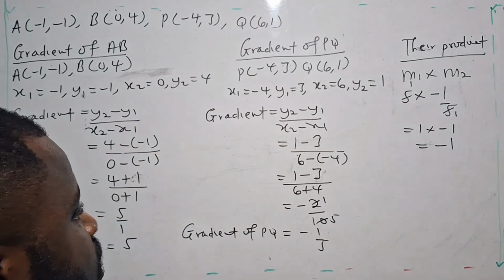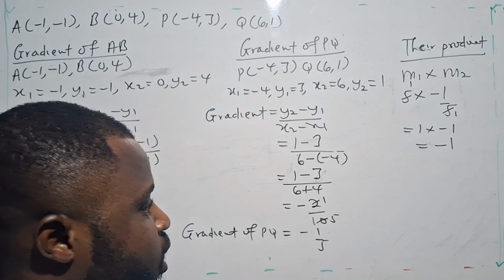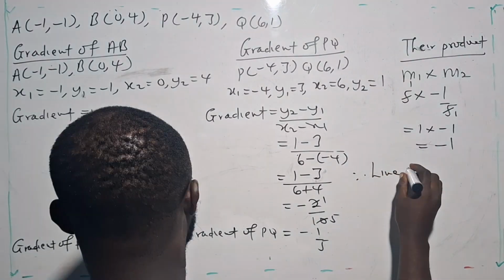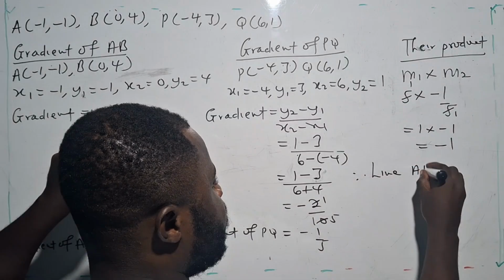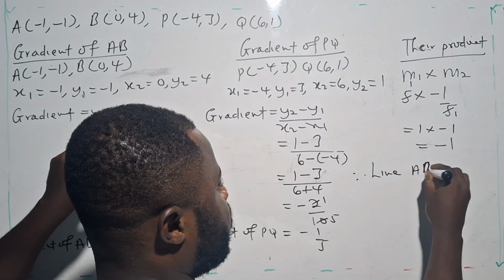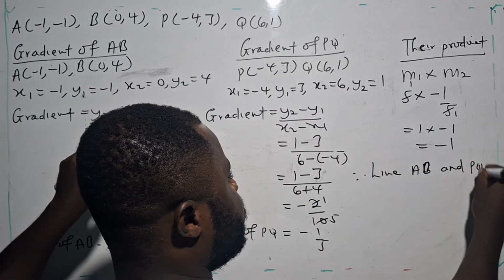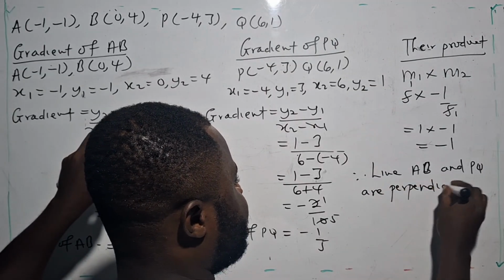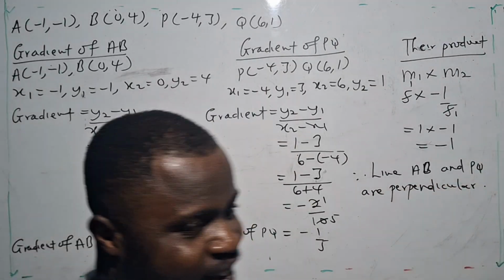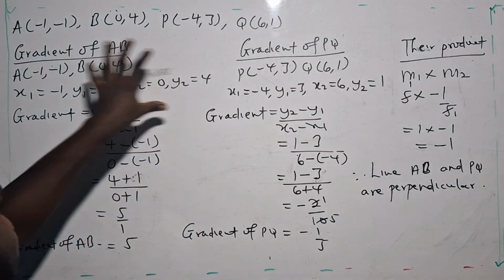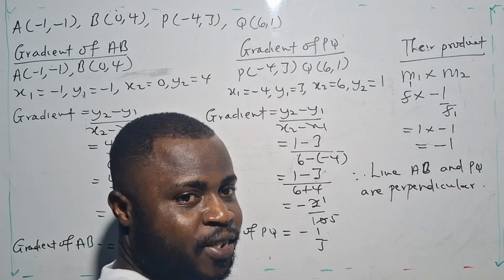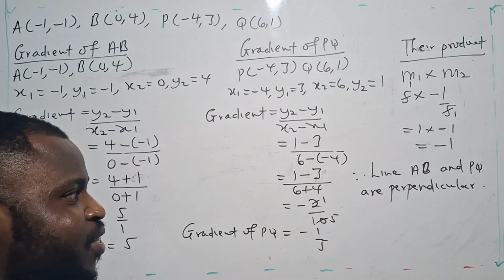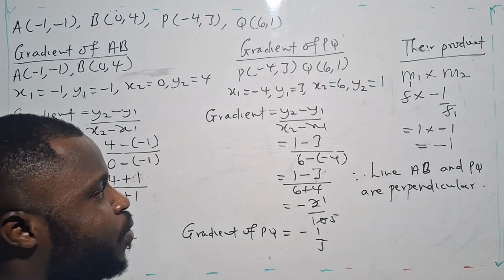Now what do you see here? We have gotten their product as what? Negative 1. So therefore, we conclude by saying the lines AB and PQ are what? Perpendicular. As simple as that. So when you finish, find their product. When you find their product and you get negative 1, you see that the 2 lines are perpendicular.